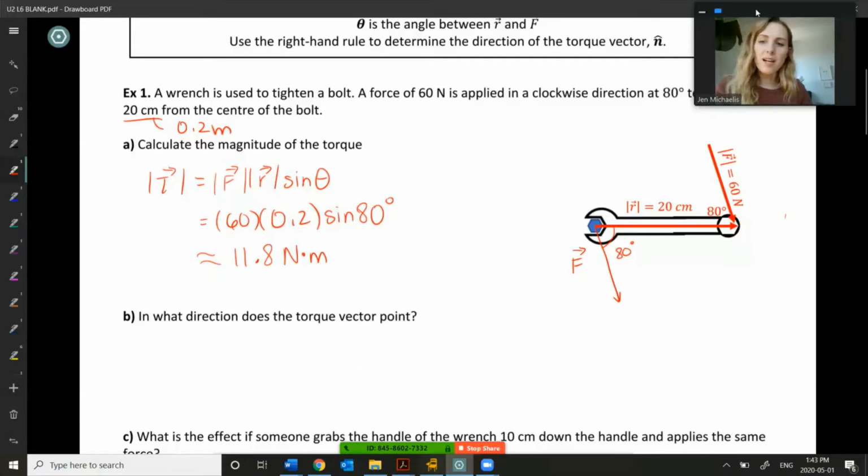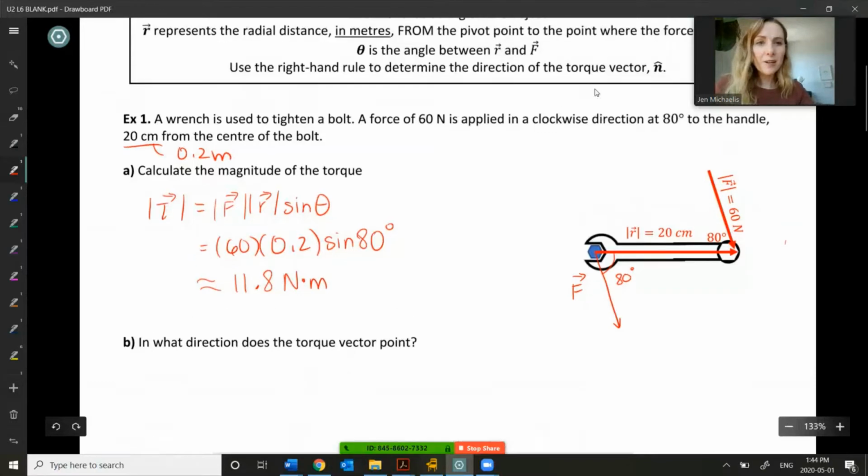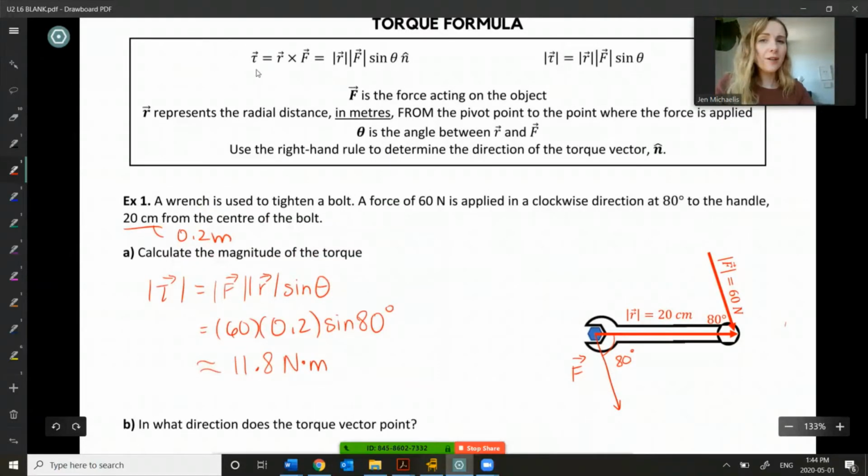For part B, it asks us what direction does the torque vector point? In order to do this, we need to use the right-hand rule that I introduced to you guys in the cross product lesson. The goal here is to take our right hand and line it up with that radial distance vector. Here, the order of the cross product really does matter because that gives me an accurate idea of which way the torque vector is going to point. So I want to line my hand up always with the radial distance vector, and then we want to be able to curl our fingers toward the force vector.